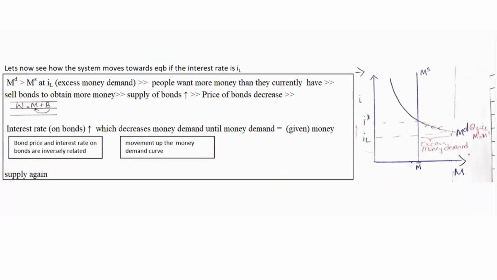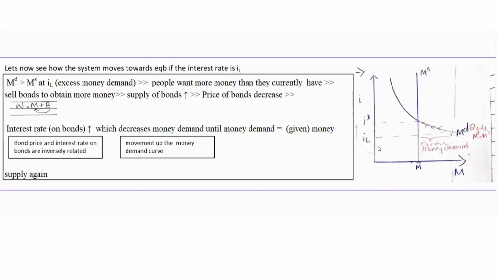We can also see how the system moves towards equilibrium if the interest rate is below the equilibrium interest rate, say in this case IL. At IL, we can see MD is greater than MS. This is MD, this is MS. As a result, there's an excess money demand. People want more money than they currently have. So in this case, they'll sell bonds to obtain more money. When you sell something, its supply increases, and the supply of bonds in this case is increasing. When supply of something increases, its price goes down. So the price of bonds decreases.